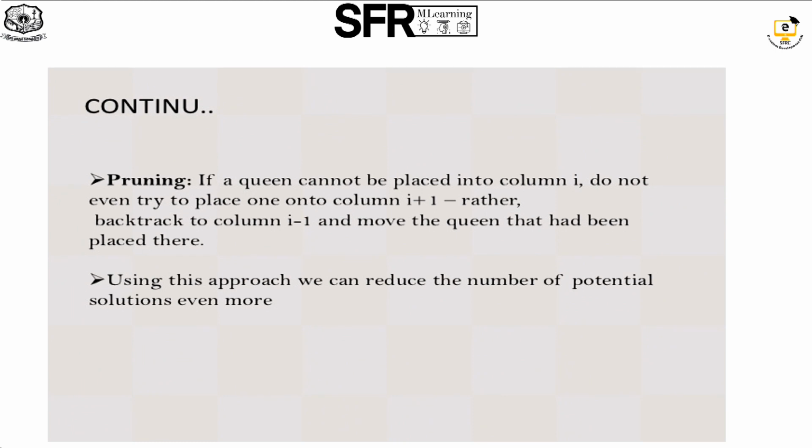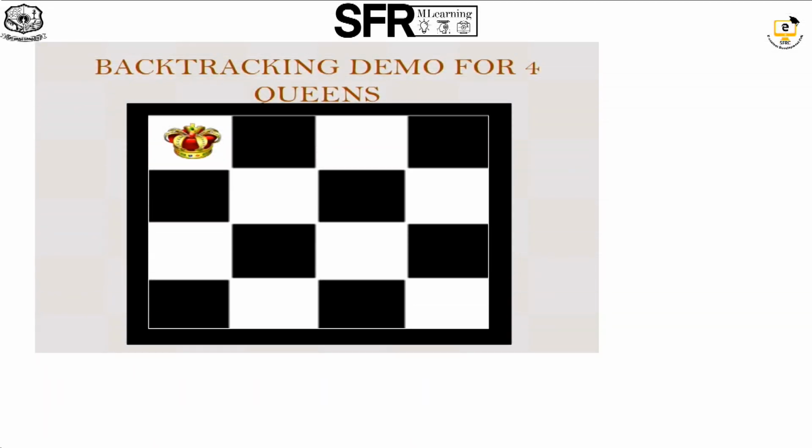And this algorithm also introduces a term called pruning. What is pruning? Pruning means cutting off. So when you include pruning, we will be cutting off a branch of the tree so that the solution will be got at a faster rate. So now the demo for the 4 queen problem.